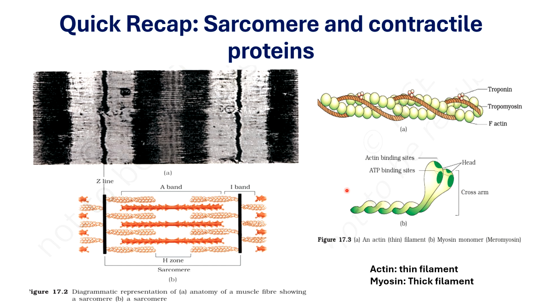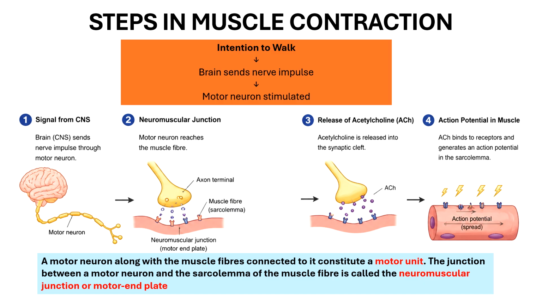Okay, now this tail portion is also called light meromyosin, and the head part along with the short arm, together called the cross arm, is also called heavy meromyosin. Now if you see, the globular heads possess two important regulatory sites, one for actin binding and another for ATP binding. Okay, this ATP binding is essential for the cross bridge formation in muscle contraction. Okay, clear about this? Let's now go through the steps in muscle contraction.